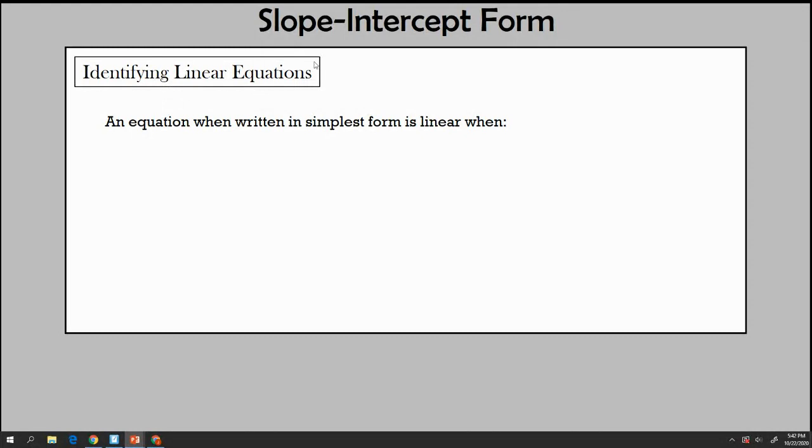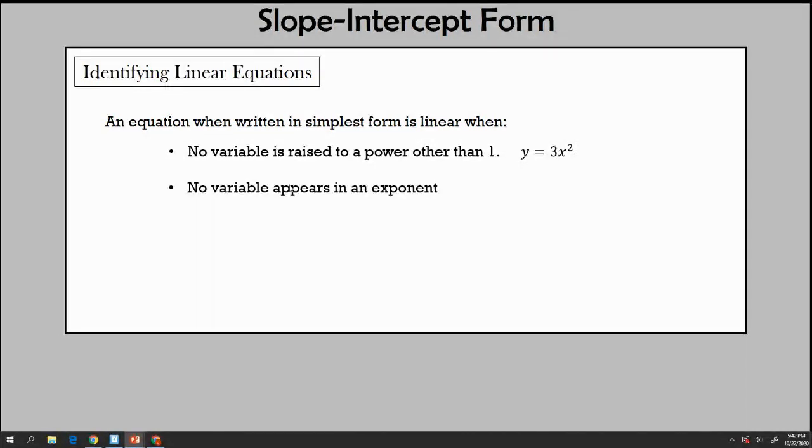Okay, so identifying whether an equation is linear. All right, there's a few things we have to look for. So an equation, first of all, it's got to be written in simplest form before we make that decision. And I'll show you a little bit about that in a second. But number one, there are no variables raised to a power other than one. Okay, so y equals 3x squared, that's not a linear equation because x is raised to the second power. No variable appears in an exponent. So y equals 4 to the x power can't have a variable as an exponent. That's not going to be a linear equation.